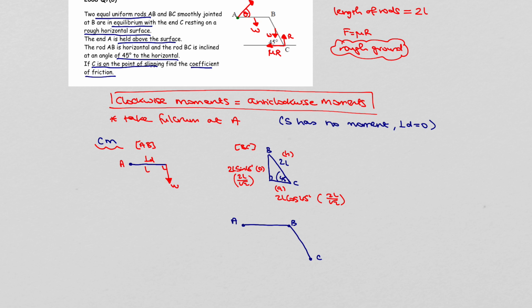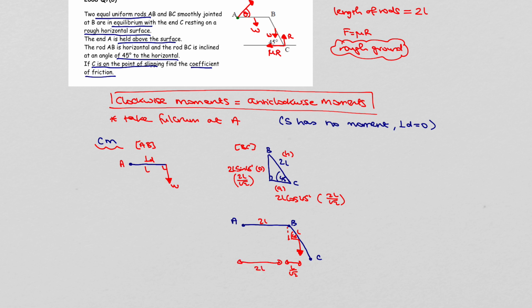So that means if I look at the weight, well, the weight's distance is going to be L, and that's 45, plus the 2L. So therefore, it's going to have a distance of not 2L over root 2, but L over root 2. So this distance here will be L over root 2 plus the 2L.